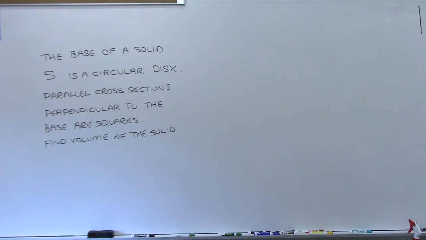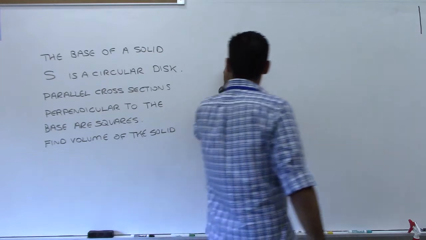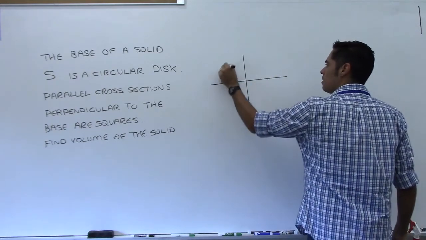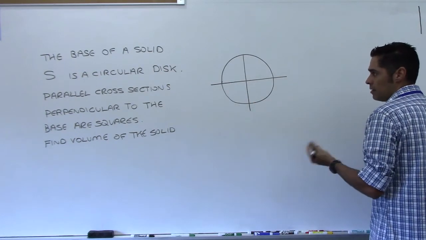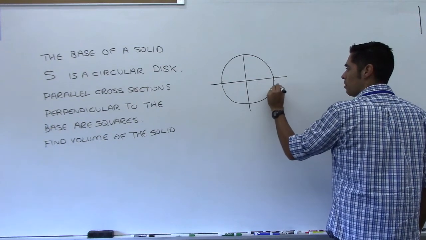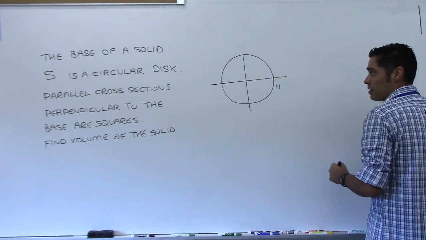Right, so in this problem, they don't give you the actual circle. So if I'm looking from the top down, I have a solid whose base looks like a circle, like this. They're not telling you what the radius of that circle is or anything like that. So I'm going to change the problem a little bit. I'm just going to make this a circle with a radius 4. And that way it'll be a little easier to work this out.